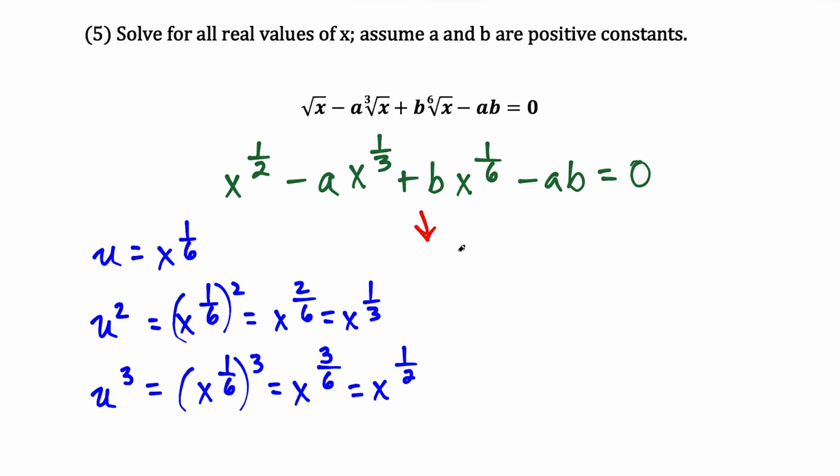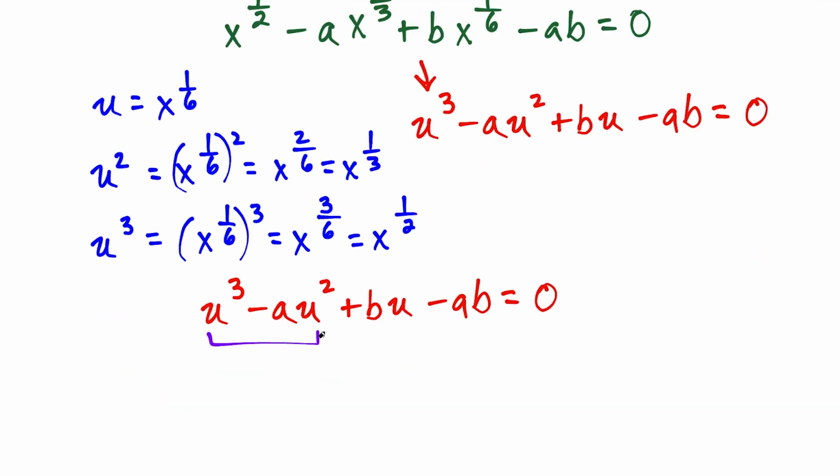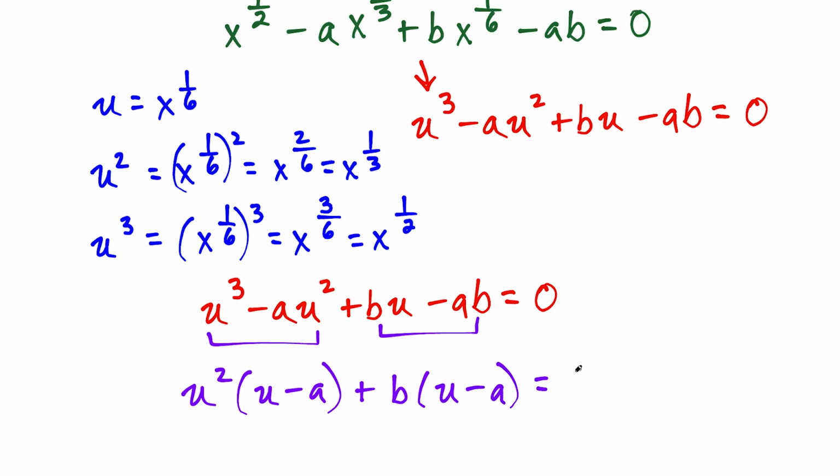We could rewrite this equation as u to the 3rd power minus a times u to the 2nd power, because u to the 2nd power is x to the 1/3, and then we have plus b times x to the 1/6, which is equal to u, and we have minus ab equals 0. So now from this step, we're going to use factoring by grouping. We're going to take out a greatest common factor of u squared, and we're left with u minus a. And then we have plus, and here we'll take out a greatest common factor of b, and we're left with u minus a, and all of this is equal to 0.